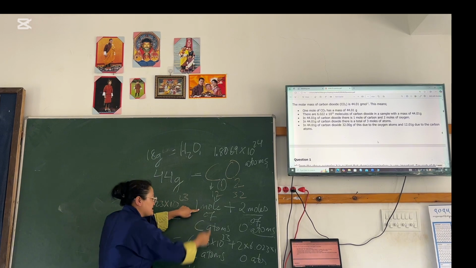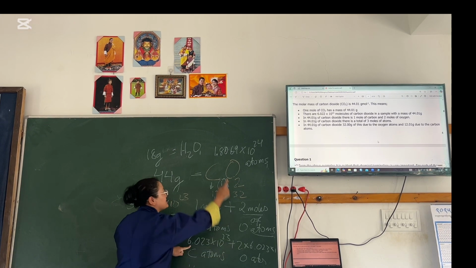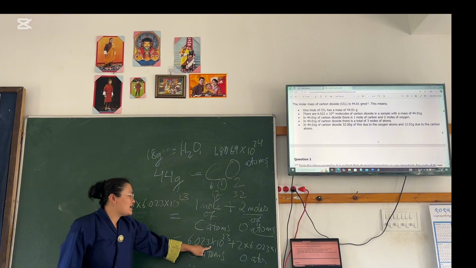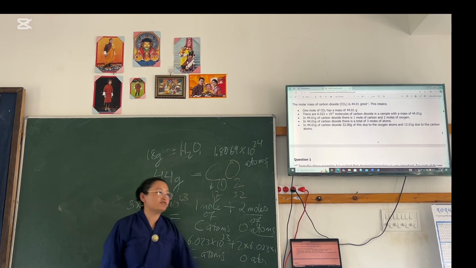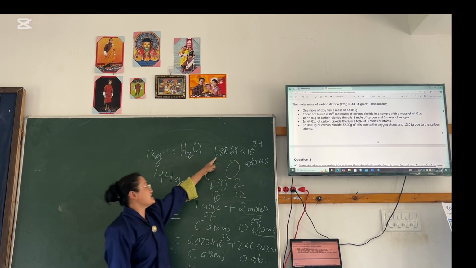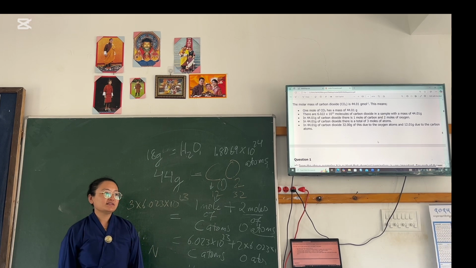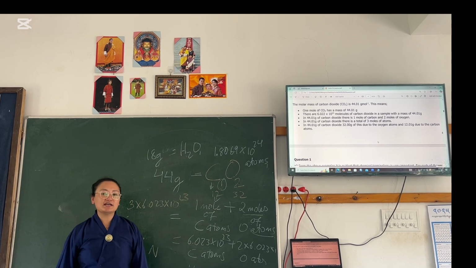Now we did it this way. Can you do this and then see whether we get the same answer? Avogadro's number plus 2 into Avogadro's number. Do we get the same answer? Yes? So she's nodding yes.